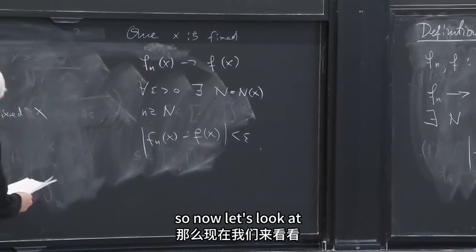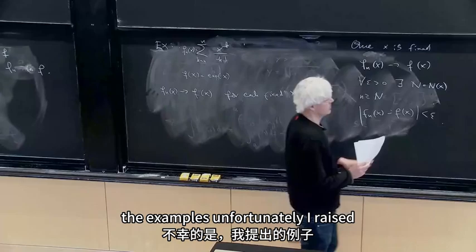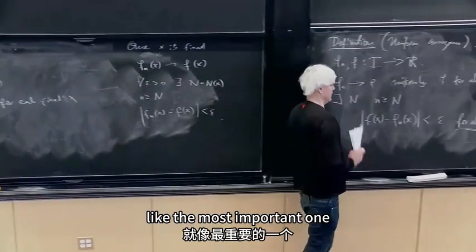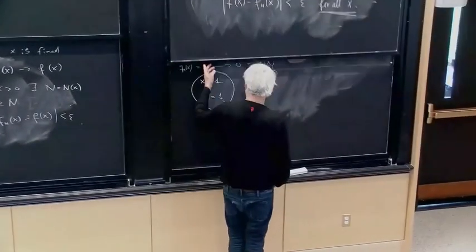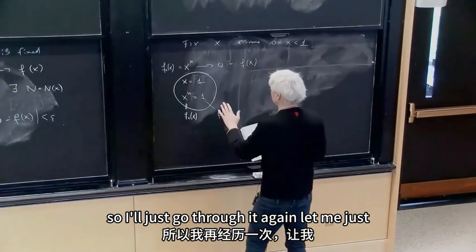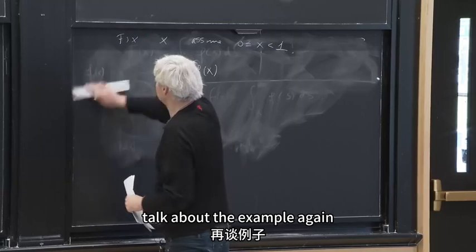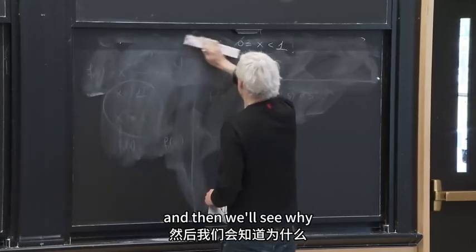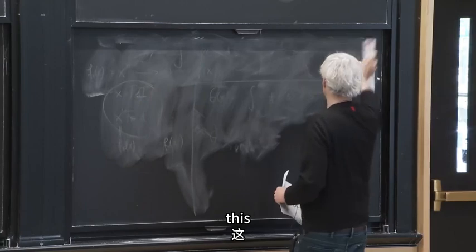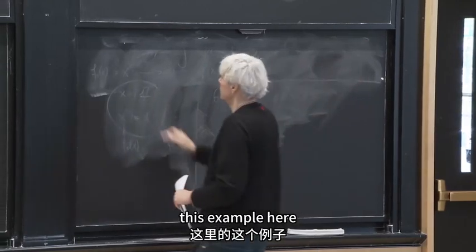Okay, so now let's look at the examples. Unfortunately, I erased the most important one. So I will just go through it again. Let me just talk about the example again. And then we'll see why this example does not converge uniformly.